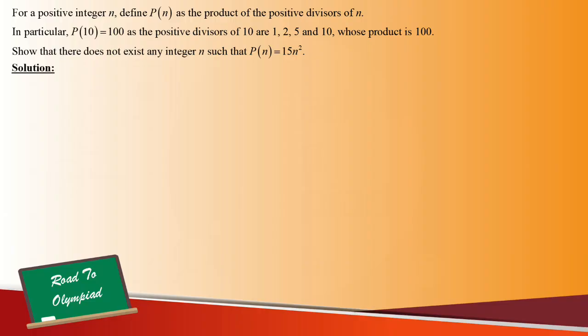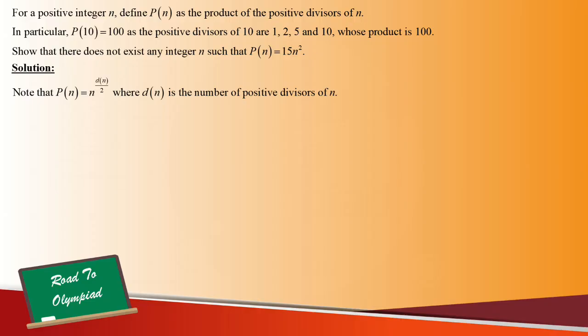To solve this problem, we start by noticing that Pn can be written as n to the power of dn over 2, where dn is the number of positive divisors of n. This is easily explainable as the divisors usually come in pairs, where their product is the number itself. So, if dn is even, it has dn over 2 pairs of divisors who multiply to n. If dn is odd, this implies that n is a perfect square, and one of the divisors is the square root of n itself, and thus the result remains the same.